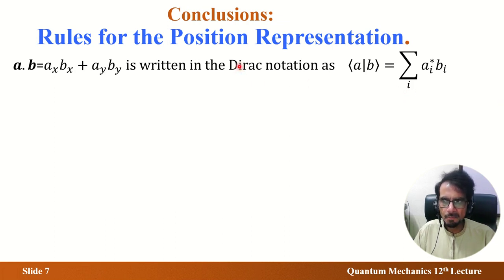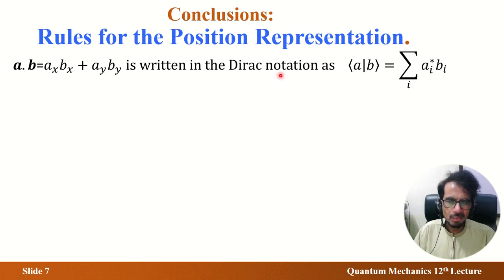And what happens to the bra? You have to recall, if you have studied. If you have not studied, just recall your much earlier education, that A dot B in ordinary notation is AX BX plus AY BY. In Dirac notation, that dot product is bra-ket, and this summation is not necessarily over X or Y. It can be over any 1, 2, 3, 4, 5, 6, any, not only X and Y.